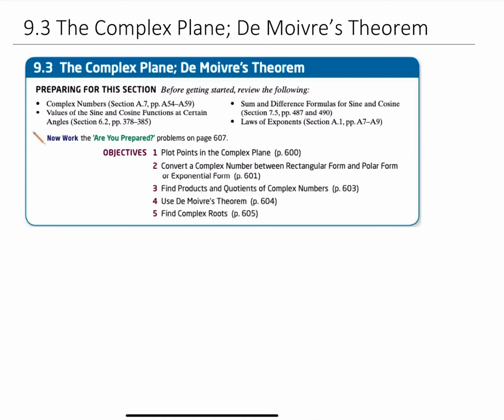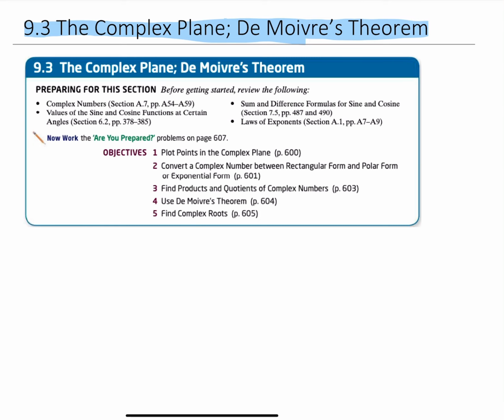In this video, we're covering section 9.3 on the complex plane, mostly looking at complex numbers and how to convert them into a polar and exponential form. And that leads us to something called DeMoivre's theorem, which we will explain once we get there.